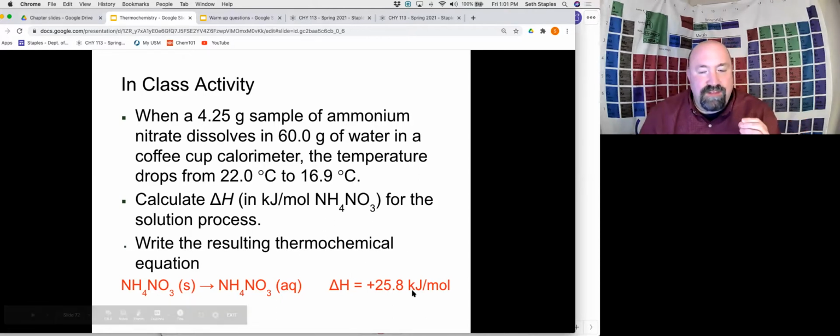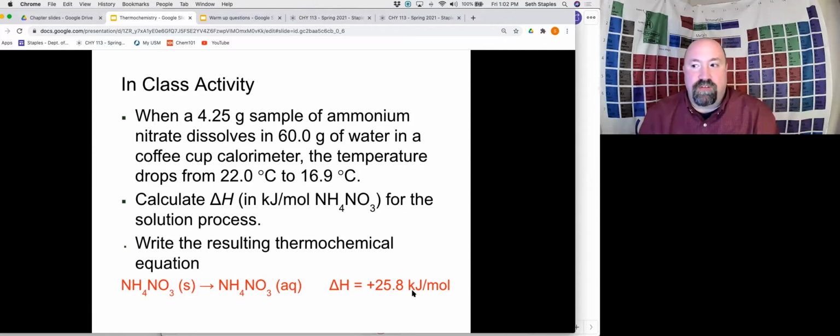In this case, the temperature of the water is decreasing. That means that the system, the reaction, had to have gained that energy. And so from the point of view of the system, from the point of view of the reaction, it was an endothermic process. It means it's a positive sign for delta H.